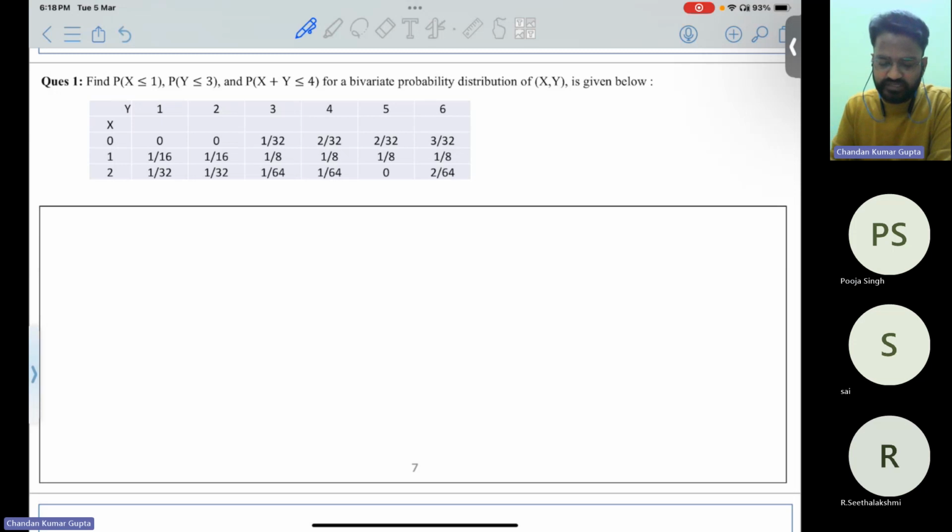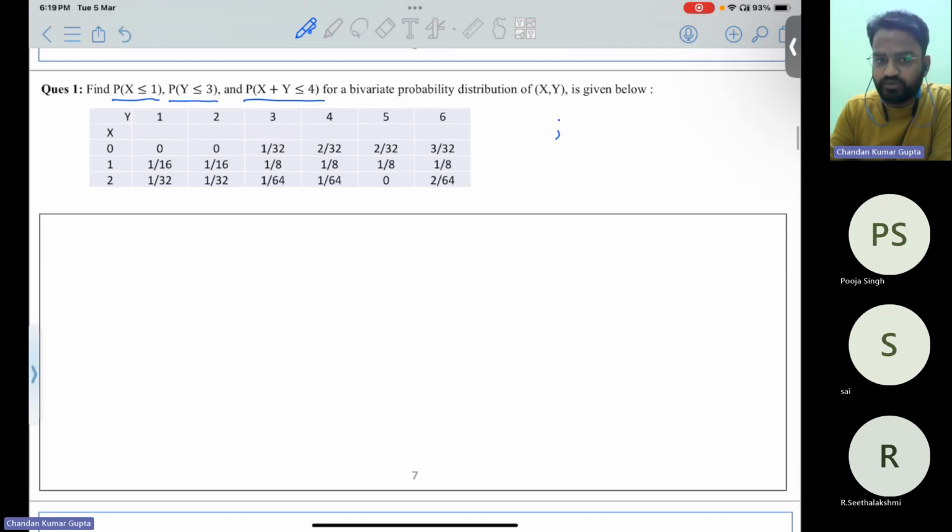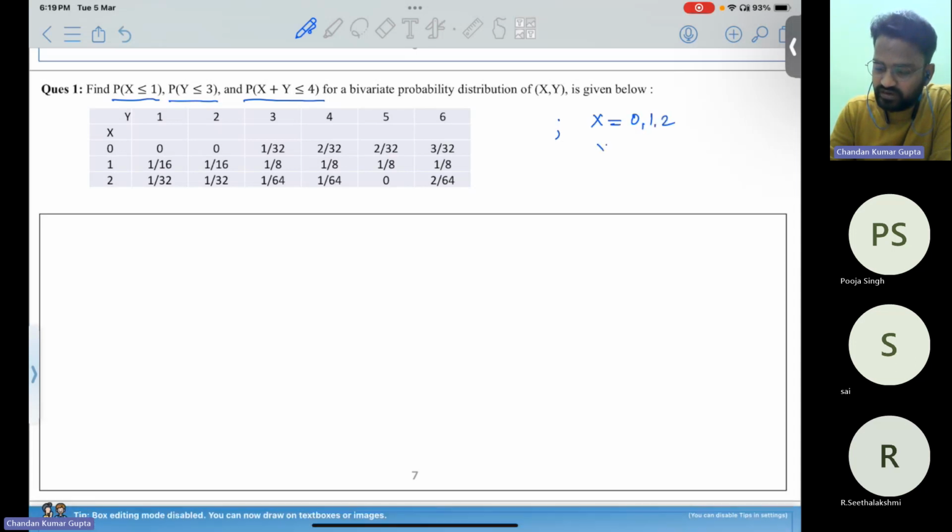Okay, thank you. From question number 1, we need to calculate the probability that x is less than or equal to 1, y is less than or equal to 3, and x plus y is less than or equal to 4, for a bivariate probability distribution of x and y. The distribution is given like this. This is a discrete joint probability distribution. Here x ranges over 0, 1 and 2, and y ranges from 1 up to 6.